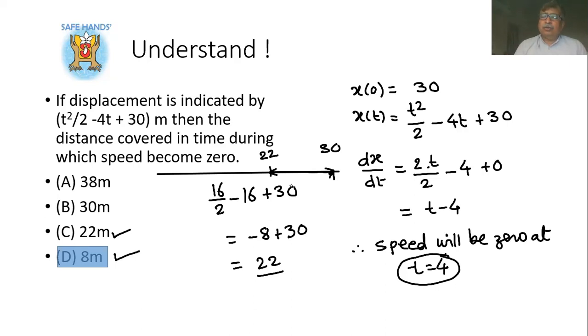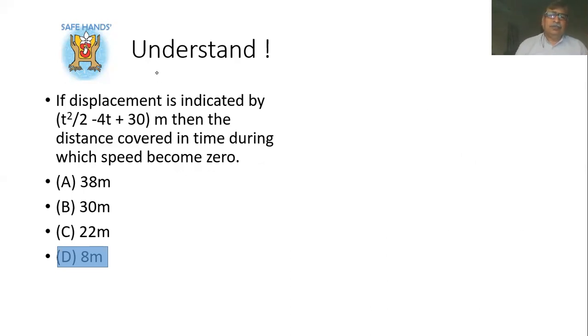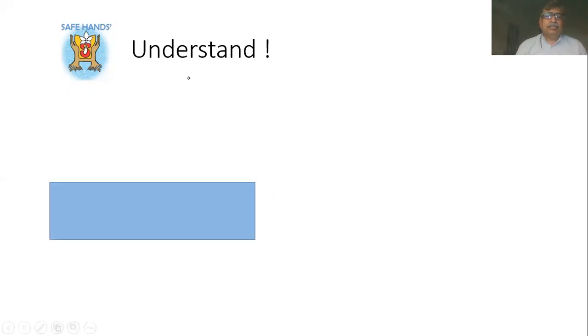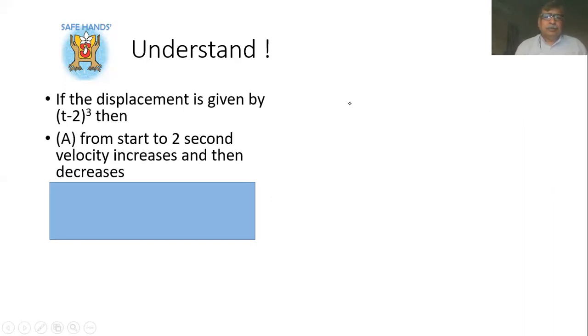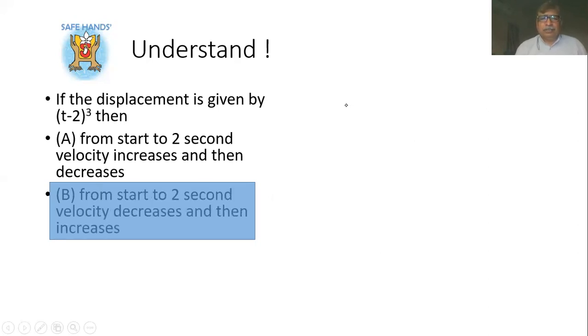Go through the textbook. None of the material, none of the MCQ book is sufficient. You will have to have your concept clear, and then only you can attack the problem. Fine. So let us proceed to the next problem. Well, if the displacement is given by t minus 2 whole cube, then what is going to happen for velocity?